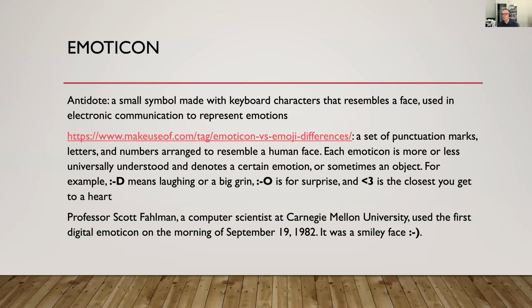All right, and then for those trivia buffs among you, Professor Scott Fahlman, a computer scientist at Carnegie Mellon University, used the first digital emoticon on the morning of September 19th, 1982. It was a smiley face, okay? So in case that question ever comes up in your conversation. So if emojis are images, emoticons are symbols made with keyboard characters. Okay, so that's pretty clear so far.